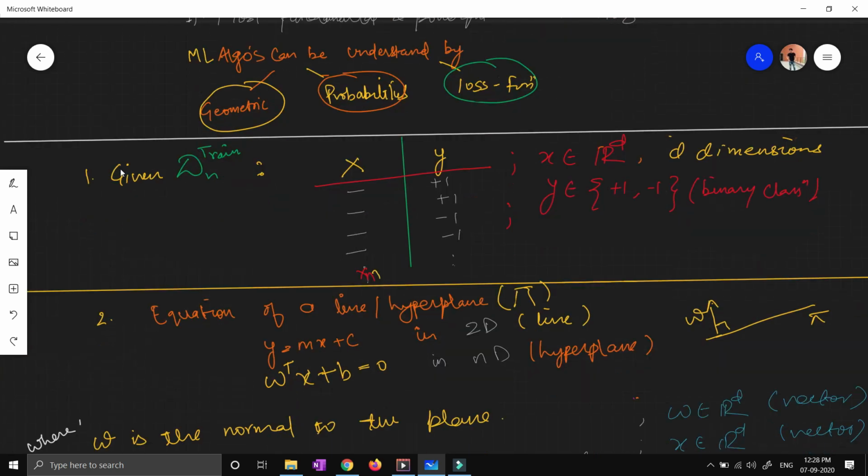So, first step: let's see what things are given to us while implementing logistic regression. Which things are given to us?